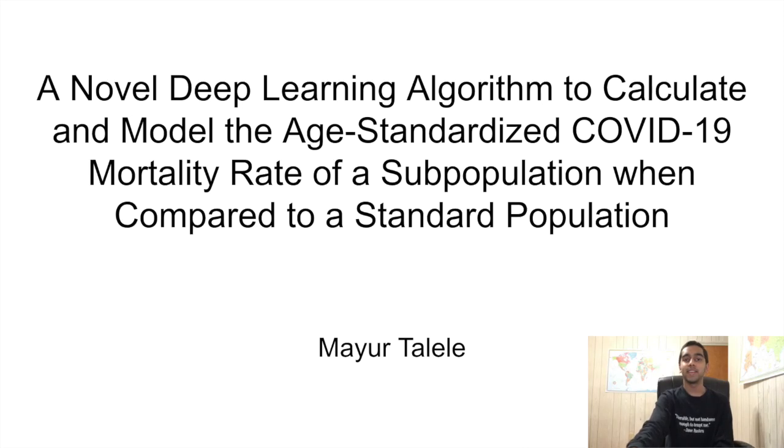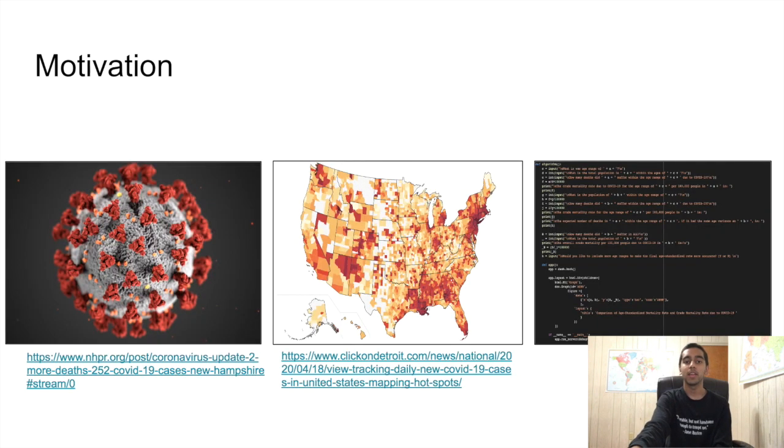Mayur Talele, and today I'll be presenting a novel deep learning algorithm to calculate and model the age-standardized COVID-19 mortality rate of a subpopulation when compared to a standard population. There are many reasons to conduct the study. Primarily, there's the outbreak of the COVID-19 pandemic.